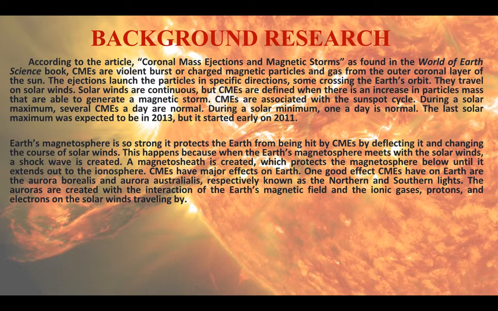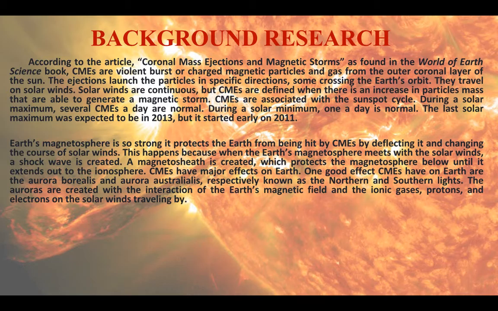Earth's magnetic sphere is so strong that it protects Earth from being hit by CMEs by deflecting them and changing the course of the solar wind. This is also known as the bow shock. This happens because when the Earth's magnetic sphere meets with the solar winds, a shock wave is created. A magnetic sheath is created, which protects the magnetosphere below it and extends out to the ionosphere.